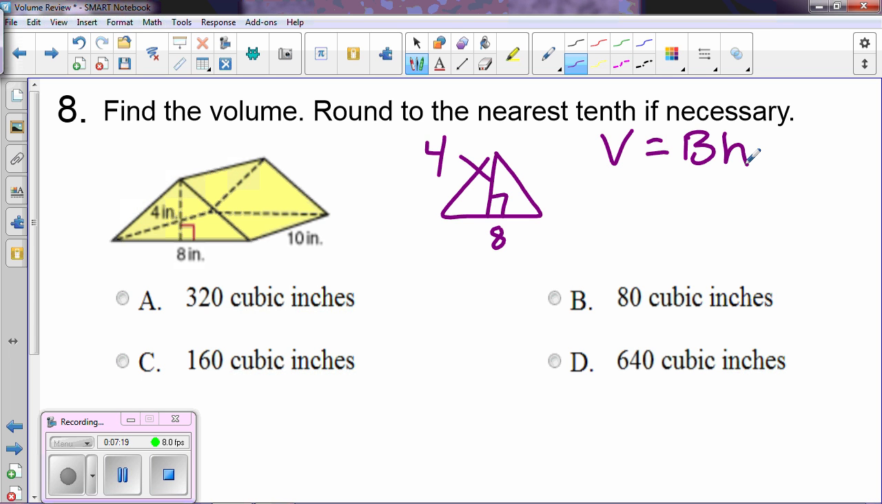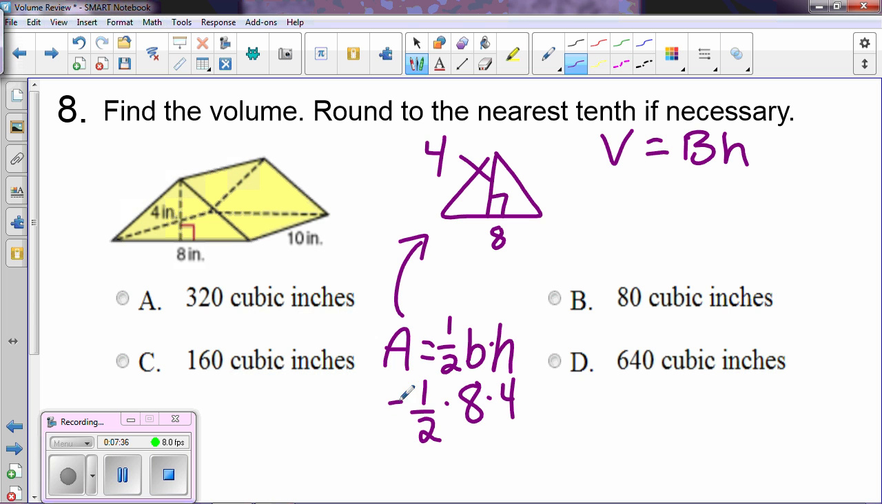So, we need to figure out what that capital B is. That's the area of our base, which is going to come from this triangle up here. The area formula for a triangle, 1/2 base times height. Base of our triangle is 8. The height of our triangle is 4. Take half of that. 8 times 4 is 32. Half of that is 16. It's the area of my triangular base, so that's going in for capital B.